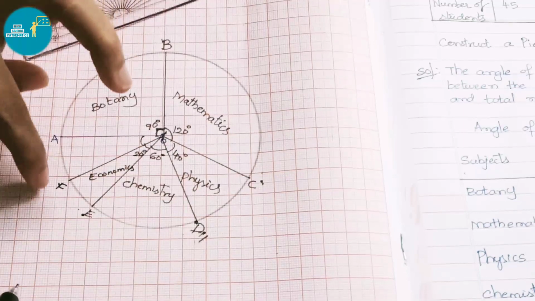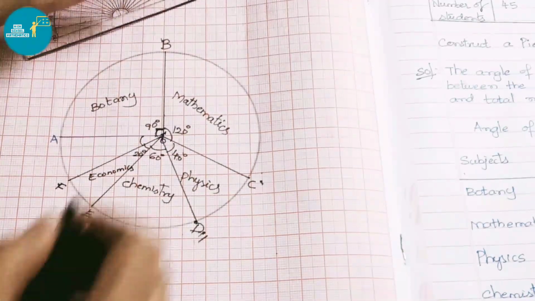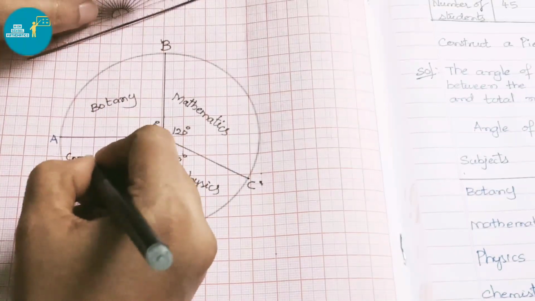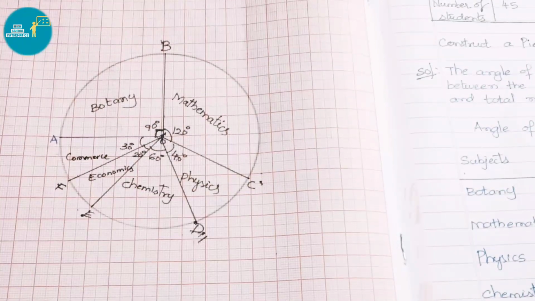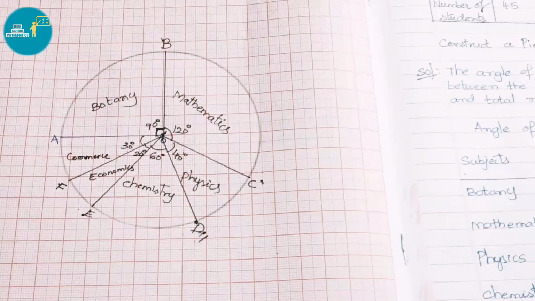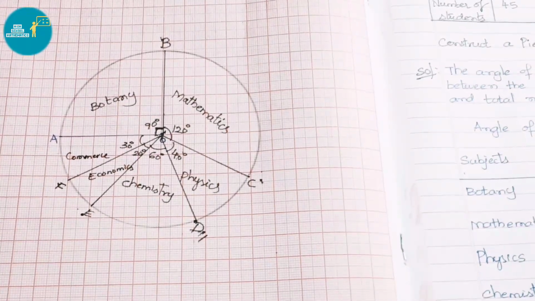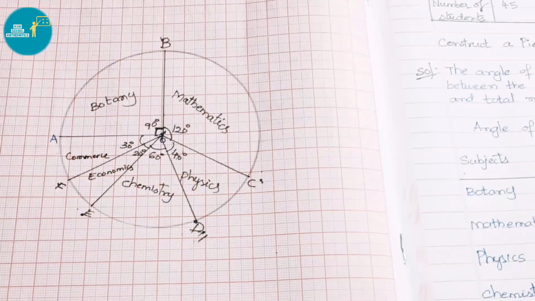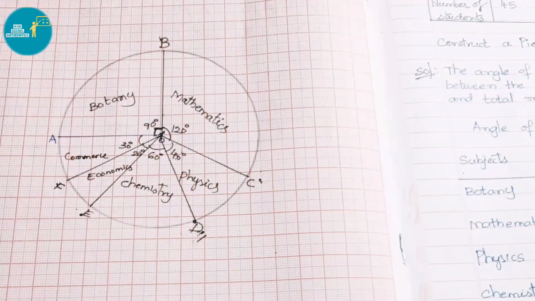Next, remaining angle is commerce, that is 30 degrees. So we shall write here commerce. So this is our required pie diagram for the given data. Today we have seen chapter 6 data handling exercise 6.4.